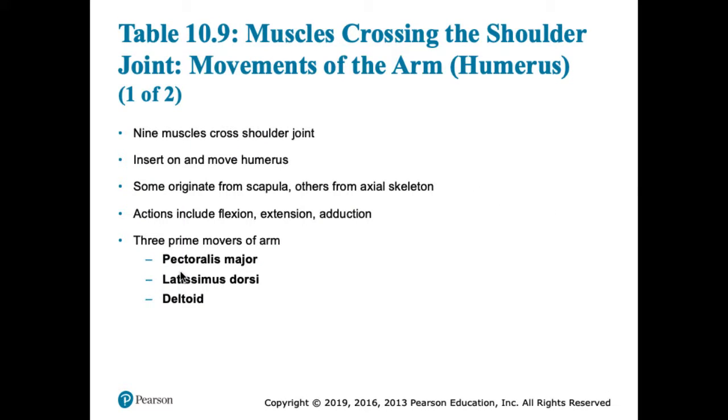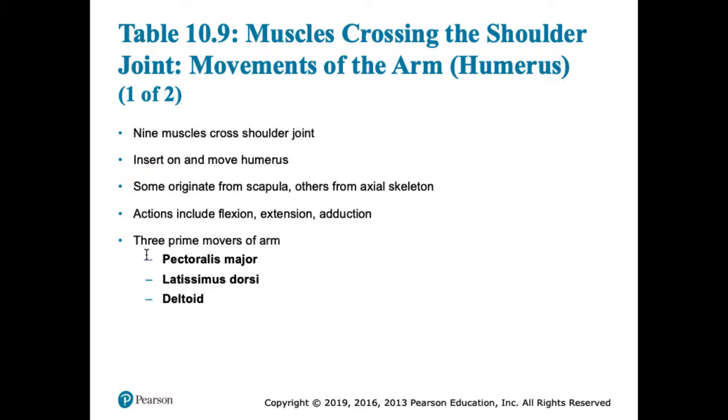In addition, you need to know the muscles crossing the shoulder joint, so the movements of the humerus, or the arm, specifically the humerus. There are 9 muscles that cross that shoulder joint. They insert on and move the humerus. Some originate from the scapula, but the others originate from the axial skeleton, so it's really important to know the origin sites for these. Actions include flexion, extension, and abduction.